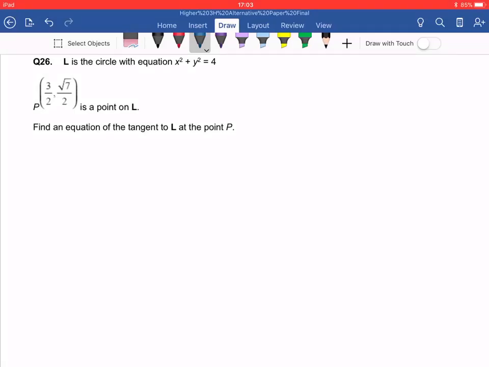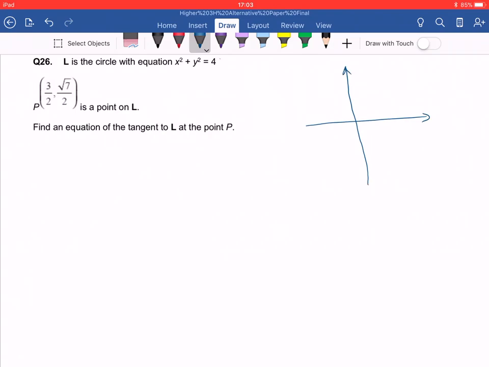Number 26. So we've got L, a circle with the equation x squared plus y squared equals 4. P is a point with the coordinates 3 over 2 and root 7 over 2. It's a point on our circle, so on L. We want to find the equation of the tangent to L at point P. I usually like to draw these things to see what they're going to look like.